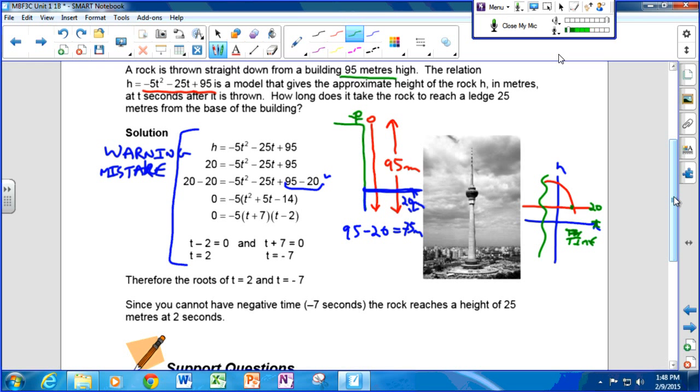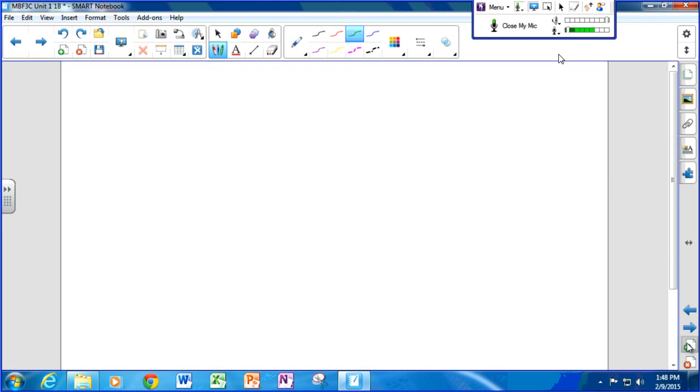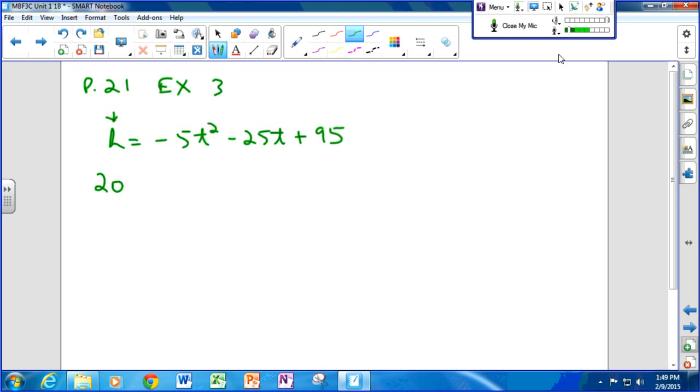All right. So this says example 3. So this is page 21, example 3. Okay. So we have h is equal to negative 5t squared minus 25t plus 95. Now the thing is that we don't want a 0 h value. We actually want to solve it for the case where h is equal to 20. Okay, right? So up until now we've been solving it to find the 0, but it actually works out well.